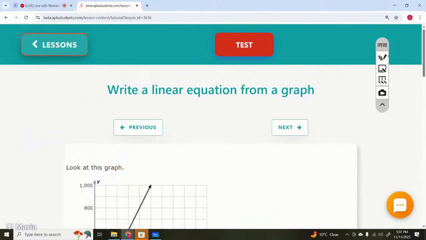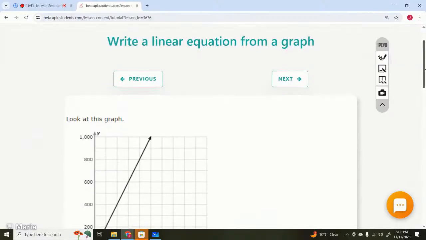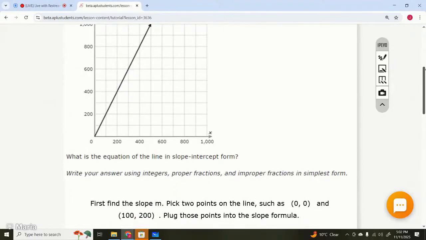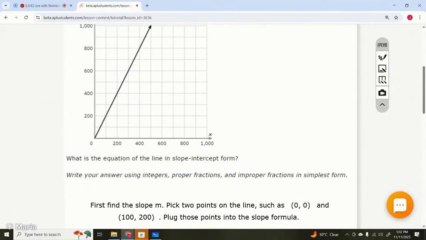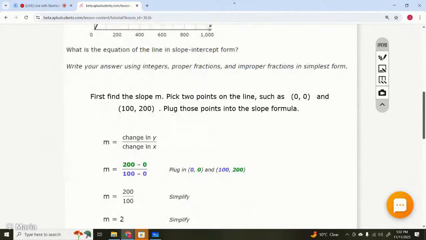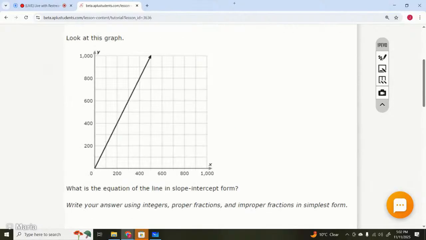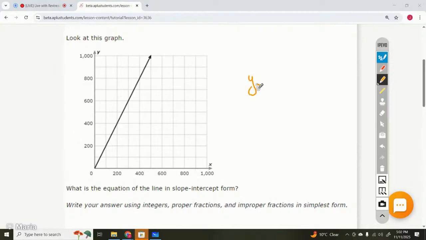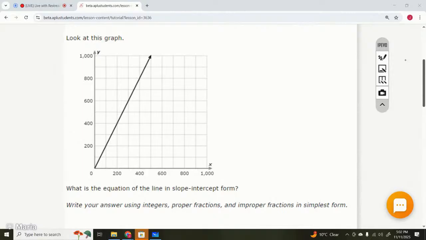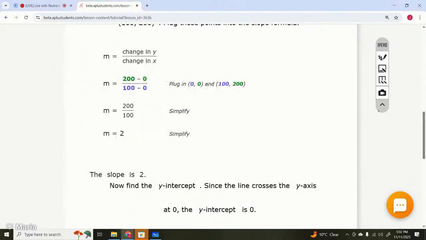Look at this graph. For the linear equation, the equation is y equals mx plus b, right? So we need to calculate two things: the slope and the y-intercept. For the slope, you can select any 2 points on the graph and calculate the slope.